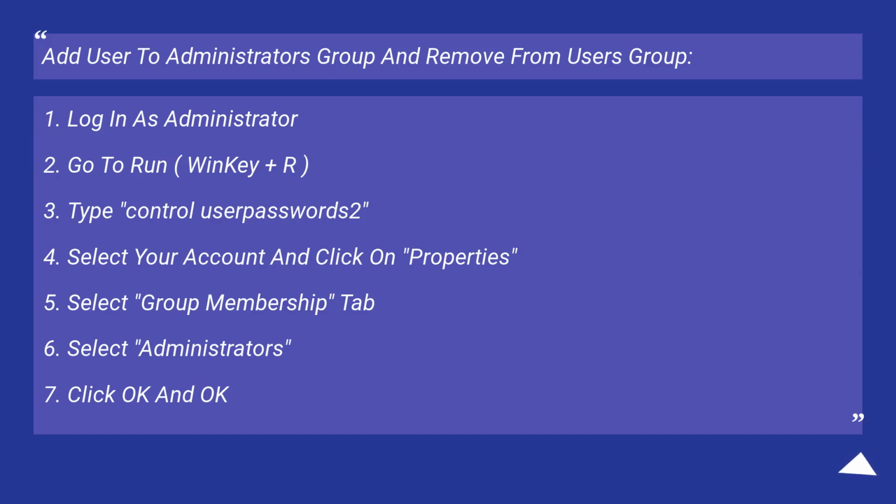Add user to administrators group and remove from users group. Log in as administrator. Go to Run, Win+R. Type control userpasswords2. Select your account and click on Properties. Select Group Membership tab. Select Administrators. Click OK and OK.